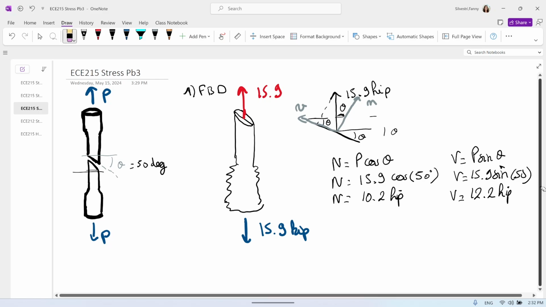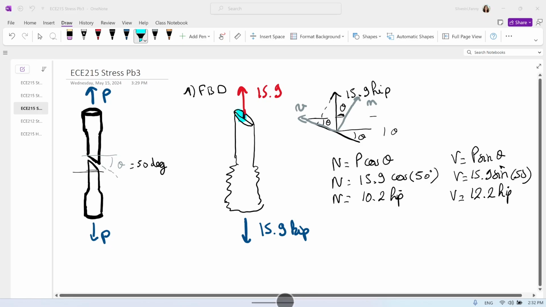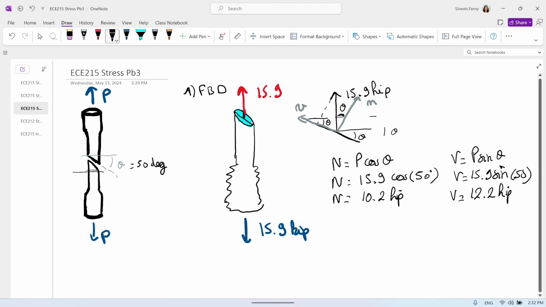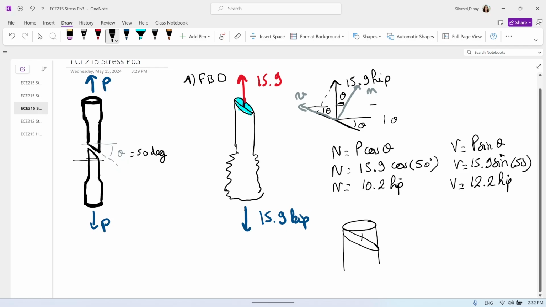Here we go. So now that we have those values, we can find the stress and the shear. Those N and V are forces. We want the shear stress and the normal stress, so we need to divide that by the area. And how much is this area? It's a little bit tricky. We want to find not the area that was perpendicular to the rod, but the area that is at an angle, like this. Remember this angle theta is this angle there.